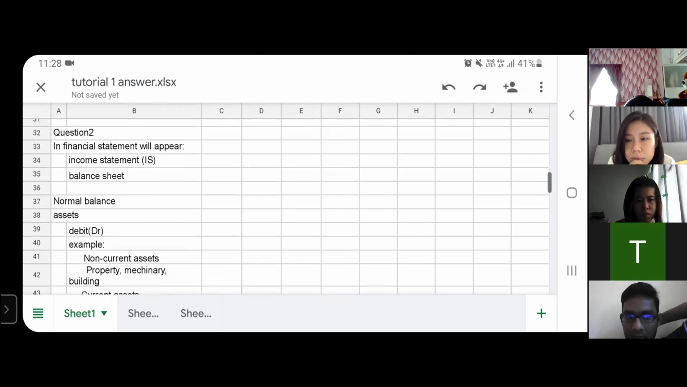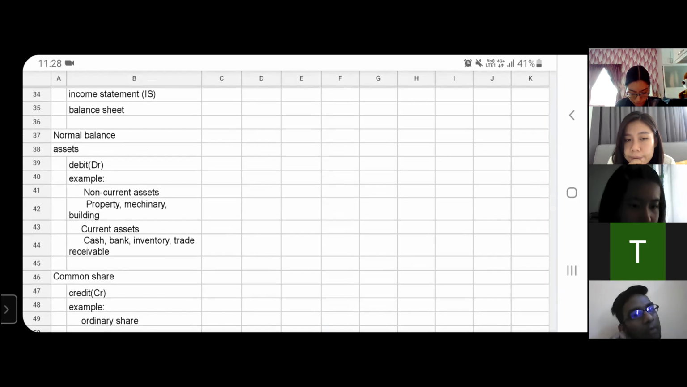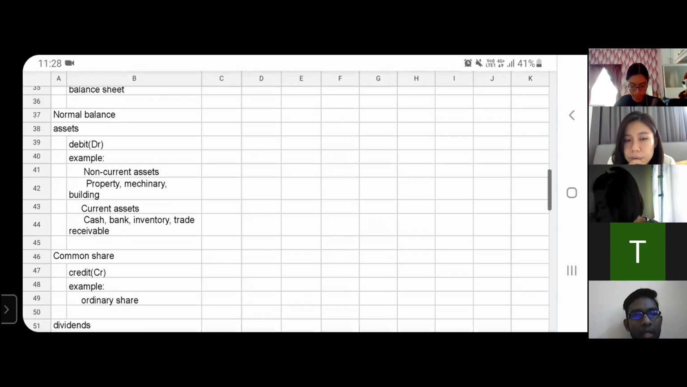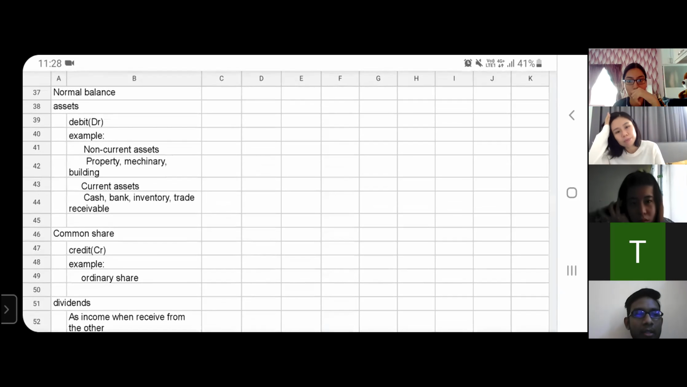Okay, then the first one will be asset. Asset will be in balance sheet, statement of financial position. So the normal balance for assets start from debit. So the example will be non-current asset for property, machineries, buildings. That one for under category non-current asset. So current asset will be cash, bank, inventory, trade receivable, and so on.